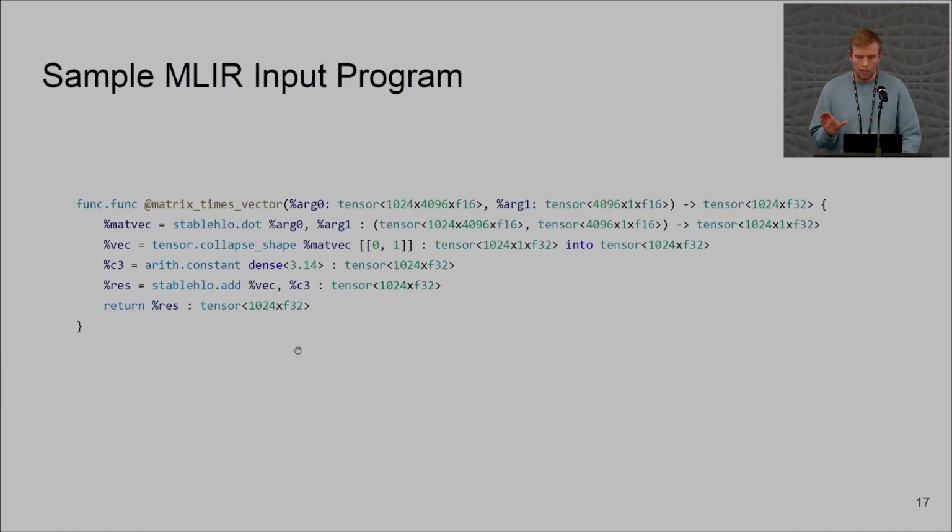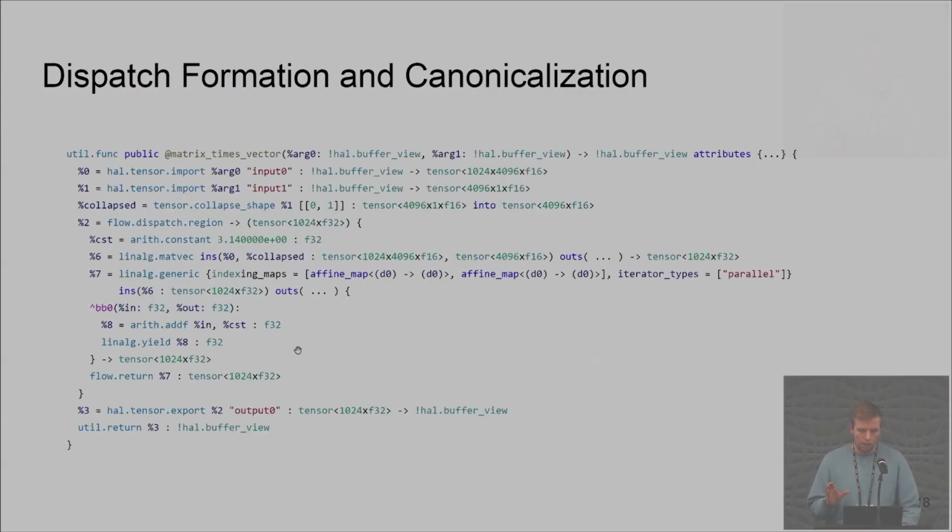So I have the same sample MLIR program again. And what we would want to do first is to perform target-independent optimizations. For example, if there are multiple transpositions, we can cancel them out. And at this level, we also decide what goes into each dispatch. A dispatch is roughly a kernel at the end of the day. So it's the compiler who decides what the kernels are.